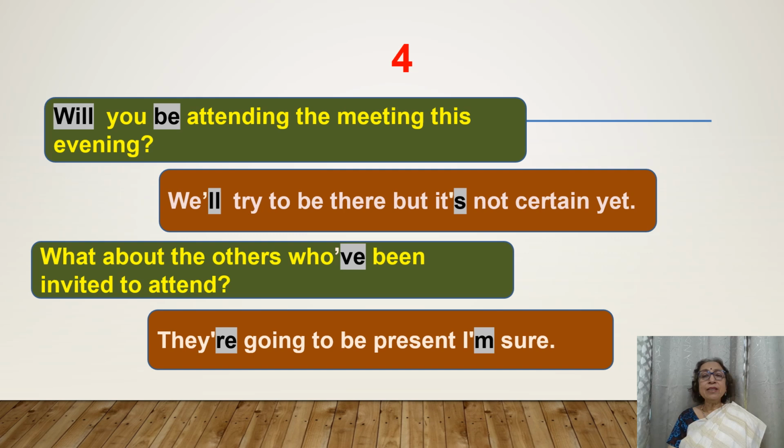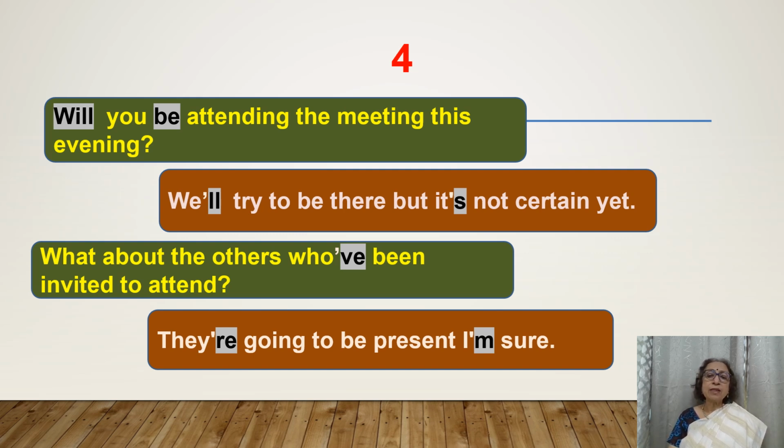So here again, you read it like this. Will you be attending the meeting this evening? Now we have 3 units here. Will you be attending the meeting this evening? That is how you can easily remember it. You can also pronounce it. We'll try to be there, but it's not certain yet. Now, 2 units. We'll try to be there, pause, but it's not certain yet.